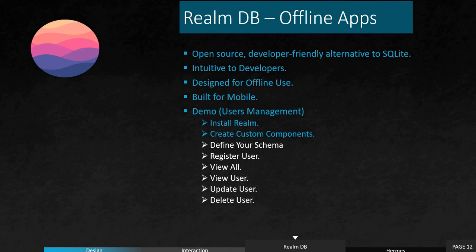After we know how we could create our custom components, let's right away go to define our schema. How could we define a Realm database schema? The schema means the collection of tables or models that you have in your application. In our case here, we are dealing with a users management demo, so definitely we should have a user model or a user table. Let's see together how we could create that one.